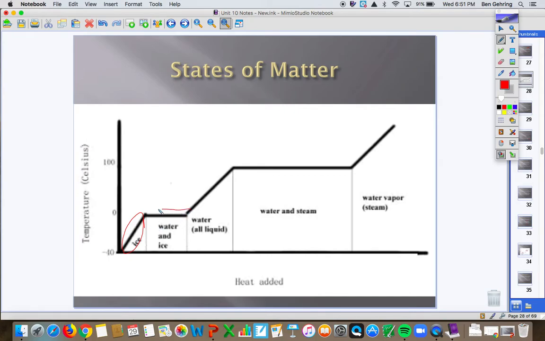So this all indicates ice. Once I get to 0, you will notice a horizontal line. This horizontal line indicates that heat is still being added. I'm still gaining energy, but my temperature is not going up.